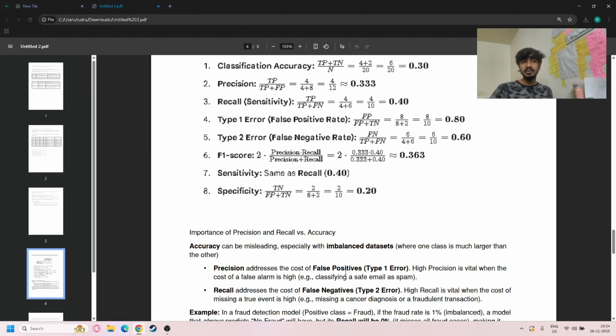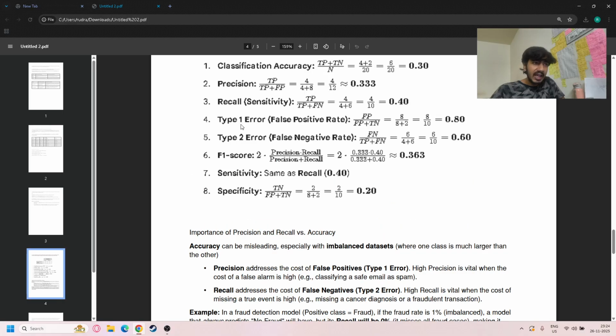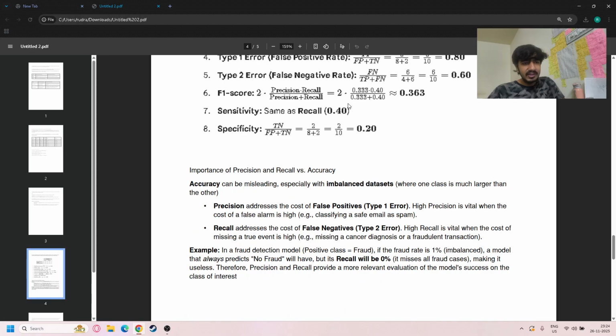So it is addressing the cost of false positives, and high precision is important when the cost of a false alarm is high, like spam or fraud, then we need to be precise. Recall addresses the cost of false negatives, type 2 error. Type 2 error was 0.6 in this case. So it is also vital because the cost of missing a true event is high, like missing a cancer diagnosis or a fraudulent transaction. We can't miss it. It's very vital, right? We need to have it. So that's why recall and precision can become slightly more important than accuracy.